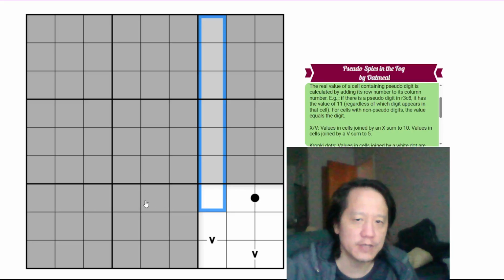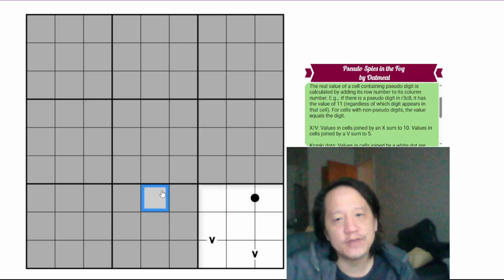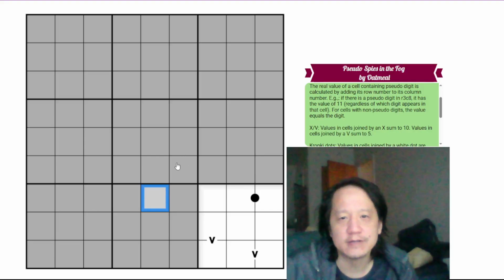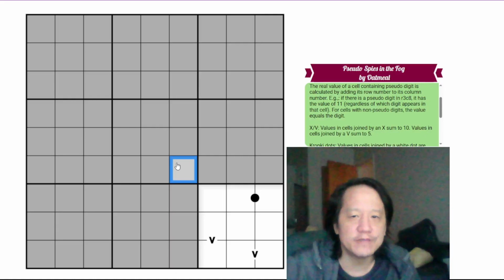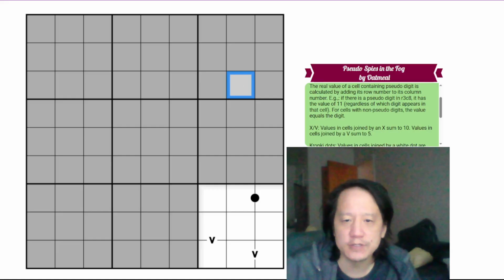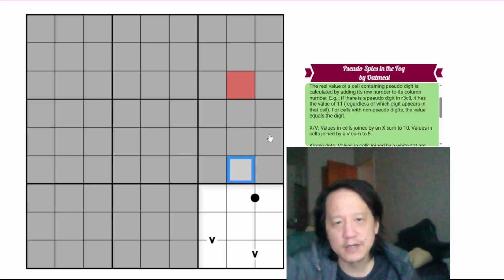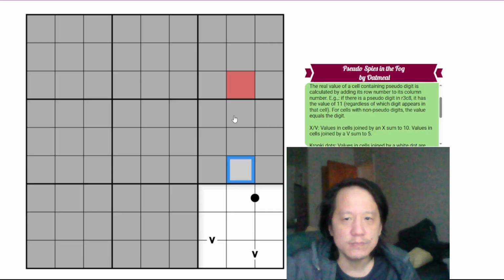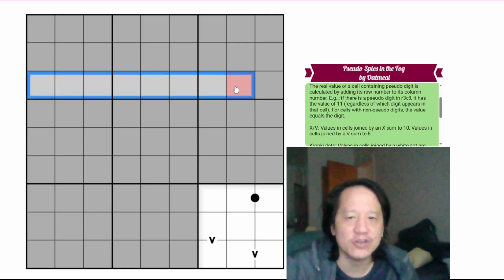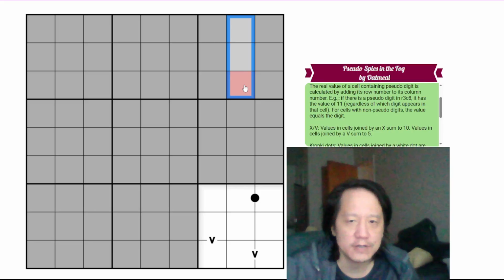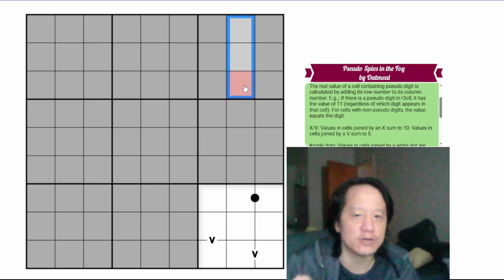For example, if there is a pseudo digit in row 3, column 8, so say there was a pseudo digit here, we'll mark it as red. If there's a pseudo digit in row 3, column 8, it has the value of 11, regardless of which digit appears in that cell.